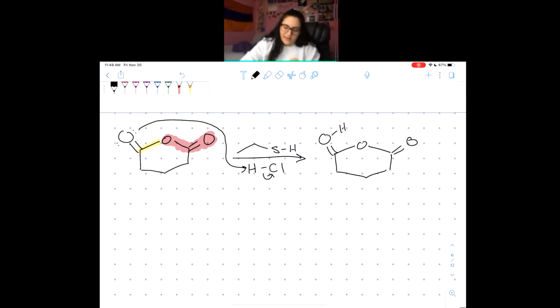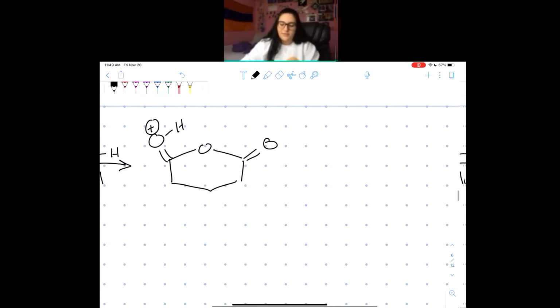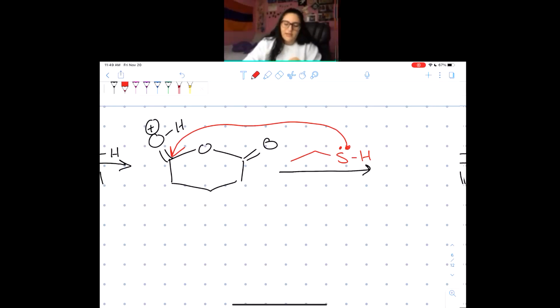All right, so now we have this plus charge. That makes it more electrophilic. So now our nucleophile, and I'm going to zoom back in. Our nucleophile, which is this thing, but more specifically, what atom is going to be the nucleophile? The sulfur, cool. So these electrons on the sulfur are going to come over here and attack that carbon, kick up the electrons, I'm so sorry. These electrons will attack the carbonyl carbon and kick up the electrons.